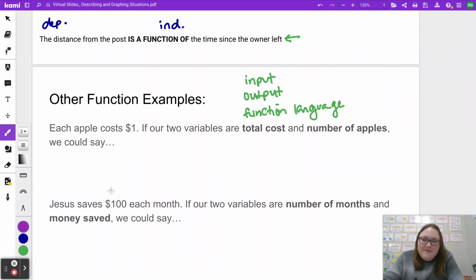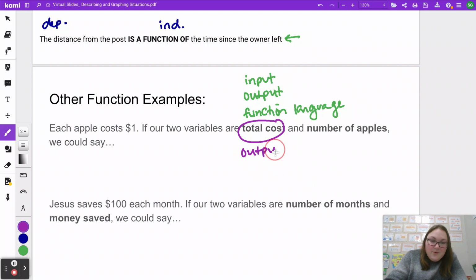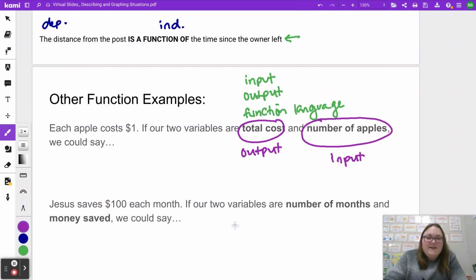For our first story, we've got each apple costs $1 if our two variables are total cost and number of apples. I'm going to pause here and say, I first need to identify my input and my output. You can also think about independent and dependent variables. Here, the total cost is going to be your output or your dependent variable, because the total cost depends on the number of apples. That is our input.